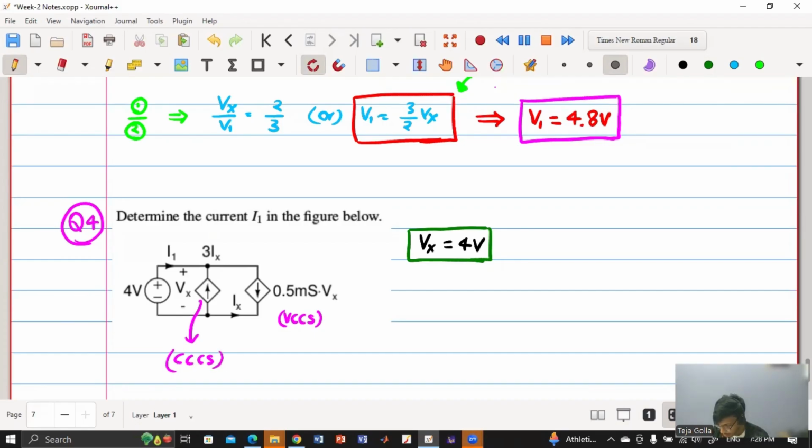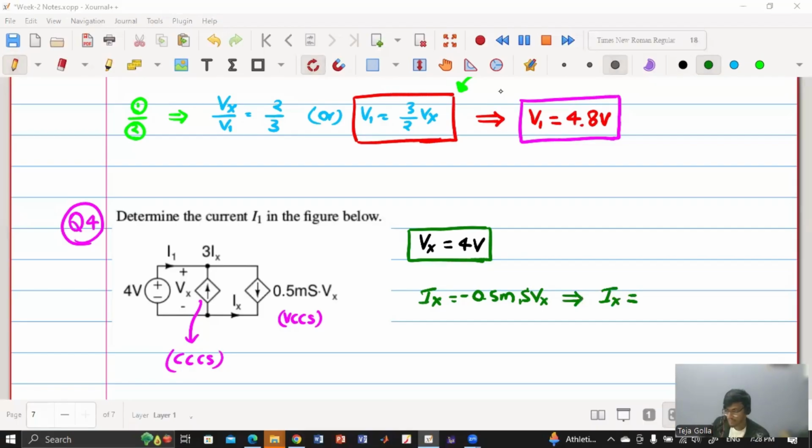So can someone tell me what will be the value of Ix? Can I say that it is minus 0.5 millisiemens into Vx? Agree? Because the direction of Ix and this are opposite, but they'll have the same magnitude. Do you agree? Yes, sir. Others, do you agree? Others agree or any query? Yes, sir. Okay. So now what is the value of Ix?